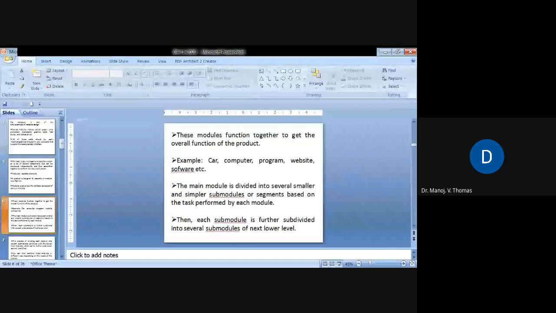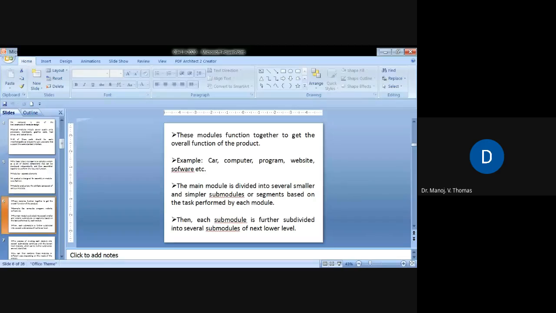Then you have a website. A website has a user interface, front end, back end, isn't it? Software also, campus management software or banking software or railway reservation software. Any type of software you think of, you will find that it also consists of modules.